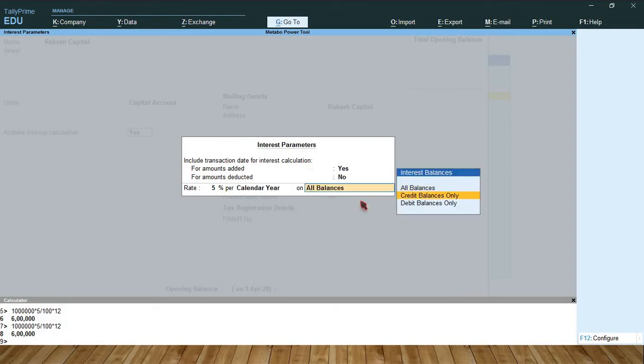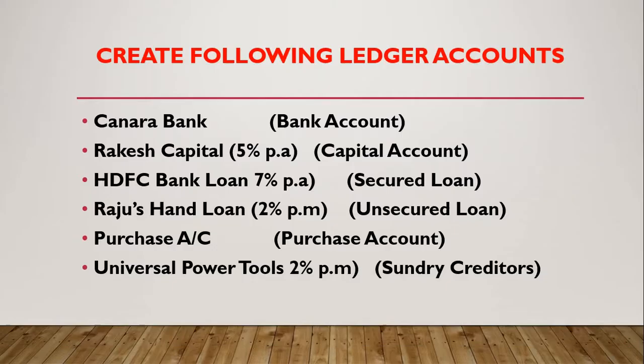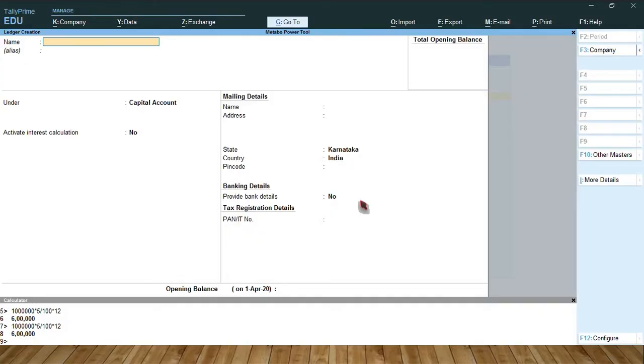On credit balances, on credit balances only. Accept. The capital account always shows a credit balance. So next one, HDFC Bank loan.